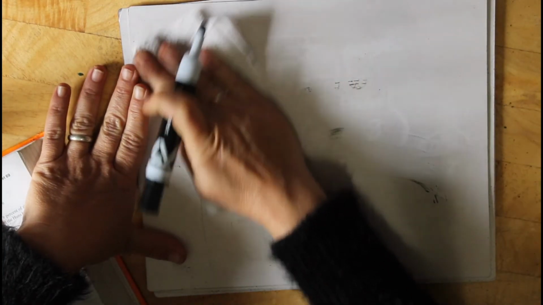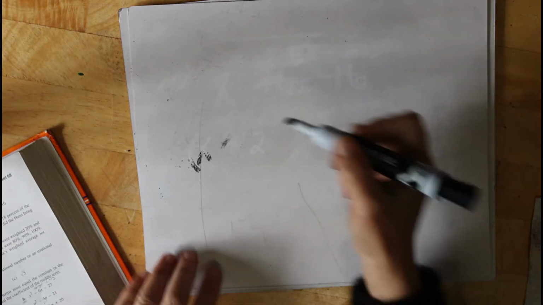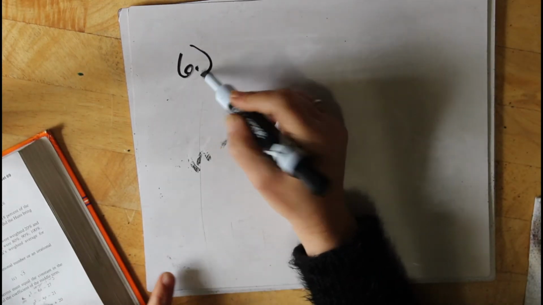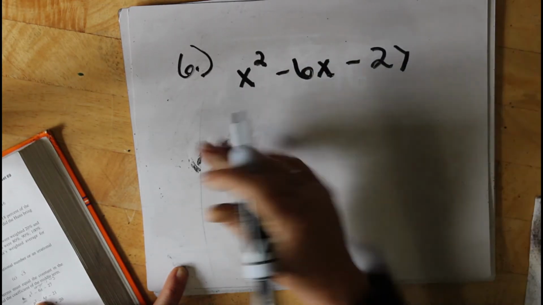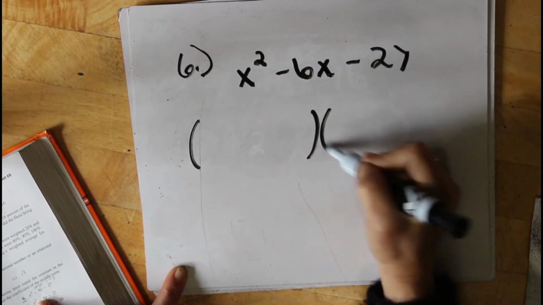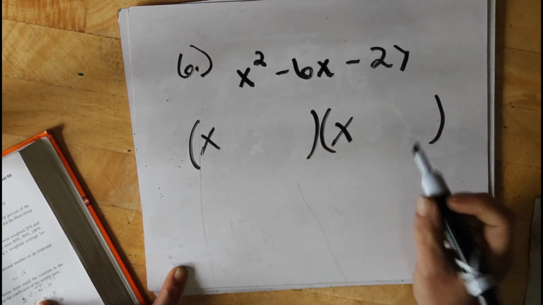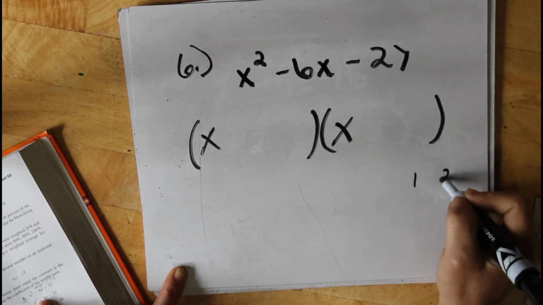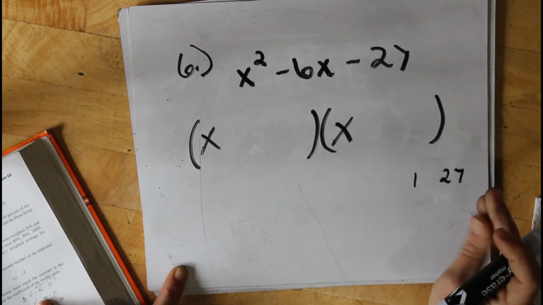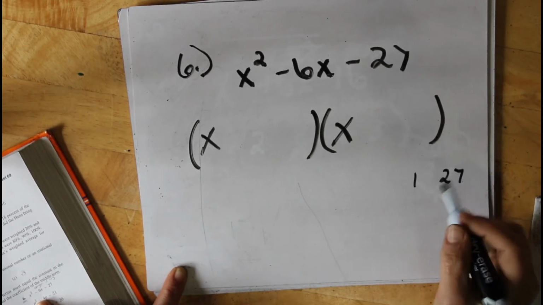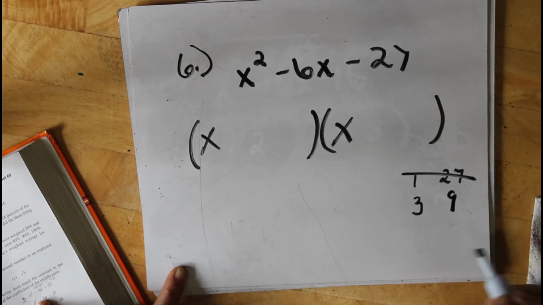All right, the next one is number 6. So 6 is x squared minus 6x minus 27. Okay, first we're going to draw our parentheses. These two are an x because x times x is x squared. Now we got to think of the factors of 27. We've got 1 and 27, and then we've got 3 and 9. 3 times 9 is 27. That's what it's going to be.